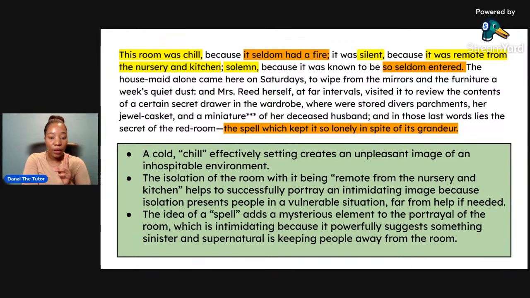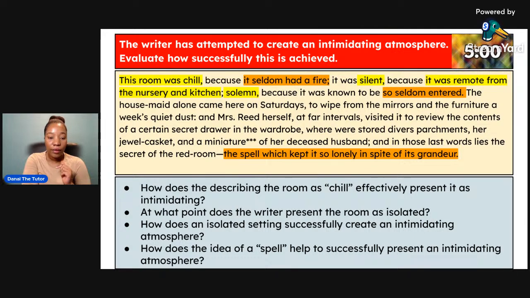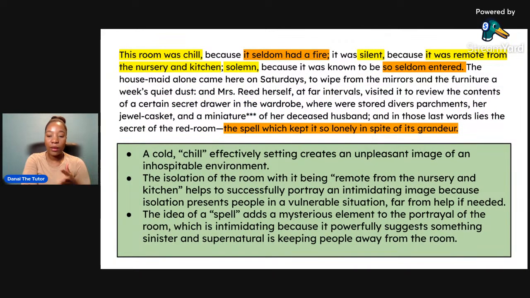For the second one, I've joined the third and fourth bullet point, so that's why there's only three, because I've joined one of the answers. Okay, so a cold chill effectively creates an unpleasant image of an inhospitable environment. So inhospitable is the opposite of welcoming. So it creates that intimidating, inhospitable, unpleasant environment.